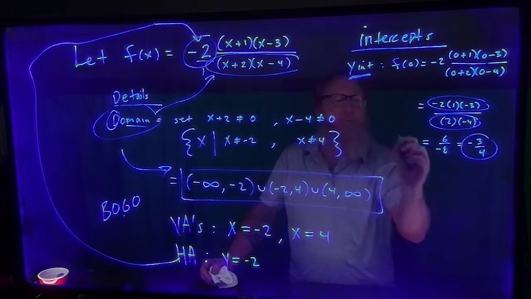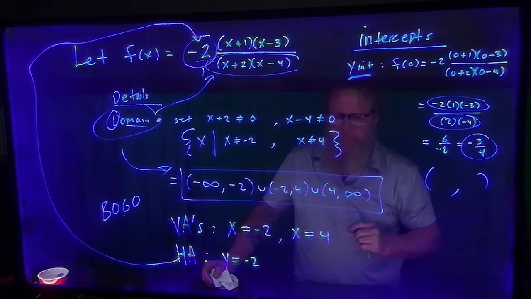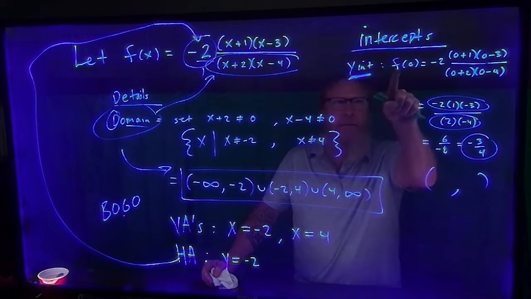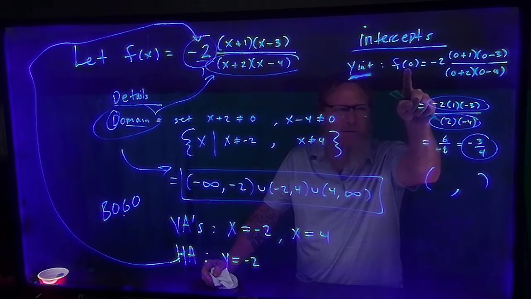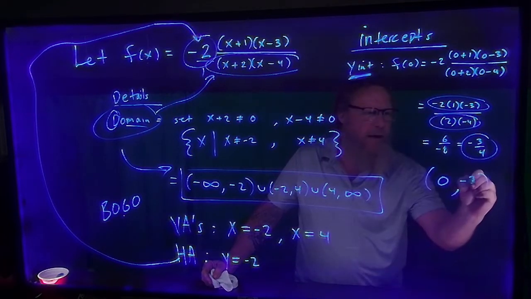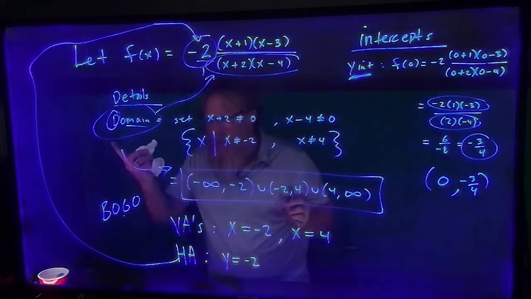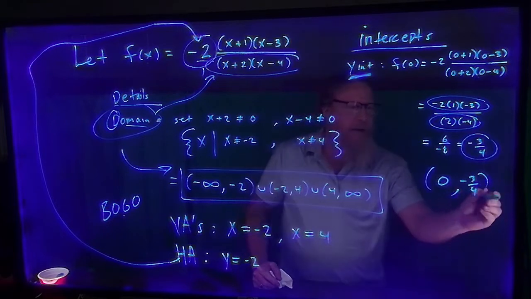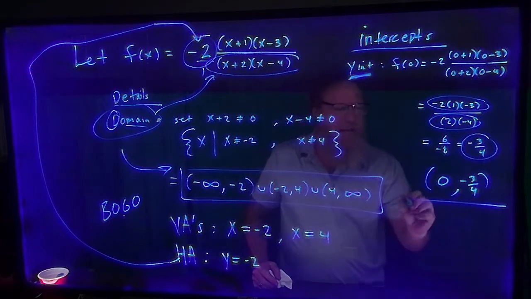Now remember, I want you to write that as an ordered pair. The most common mistake is putting the 0 in the wrong spot. Remember, we plugged in 0. So 0 goes in the x. And then this is your y. I can't tell you how many times I've seen people solve it correctly and then write it backwards and get it wrong. So there's your y-intercept.